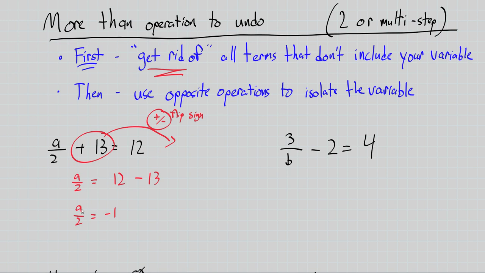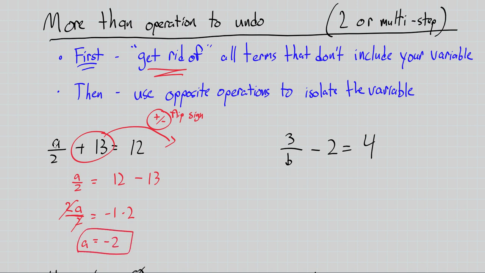Now I've got a over 2 is equal to negative 1, and there's only one thing going on. Is my a alone? No. What's happening? It's being divided by 2. How can I fix that? Well, I can get rid of that 2 if I have a 2 on the top. If I multiply by 2, so I can cancel. And then I would have a is equal to negative 1 times 2, which is negative 2.